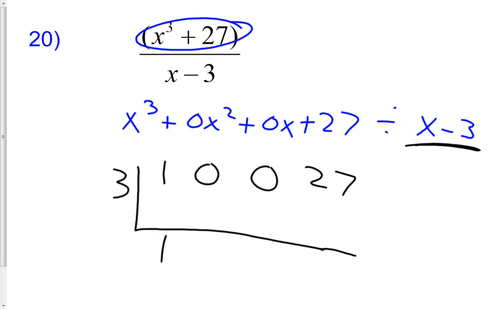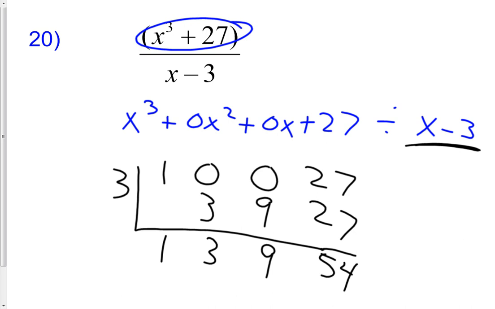Bring down the 1. 1 times 3 is 3. Add, 0 plus 3 is 3. Multiply, 3 times 3 is 9. Add, 0 plus 9 is 9. Multiply, 9 times 3 is 27. Add 27 plus 27 is 54.